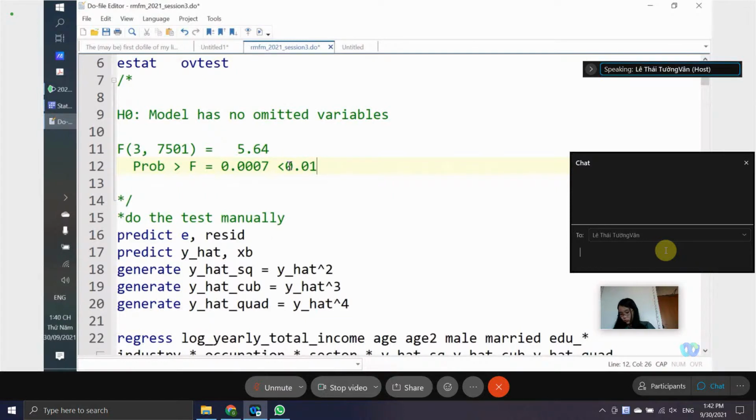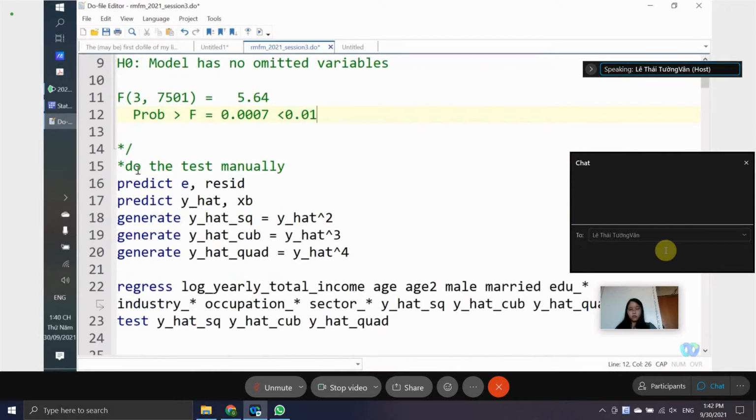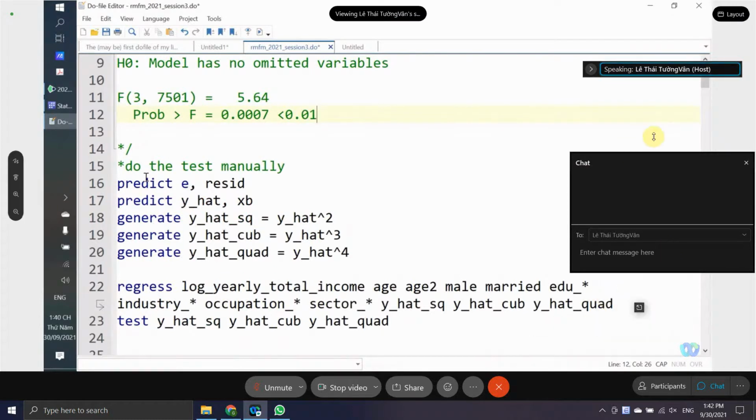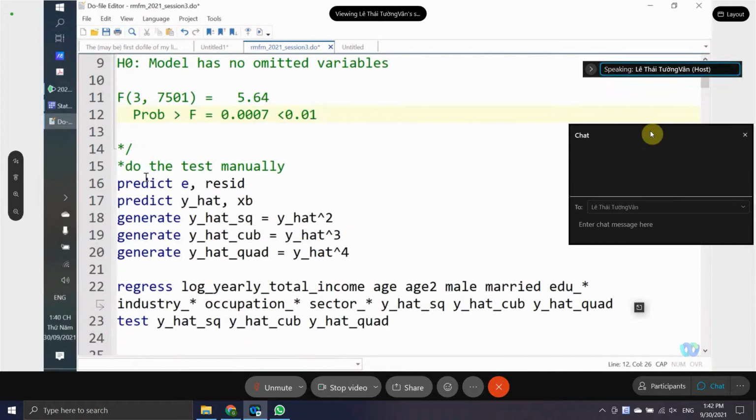So if I accept 1%, I'm safe now, right? Yes. Okay. Now, ladies and gentlemen, we go on with doing the test manually. Doing the test with the built-in function is a handy thing, but doing the test manually will provide you with a sense of the model, so you can understand it better, right?